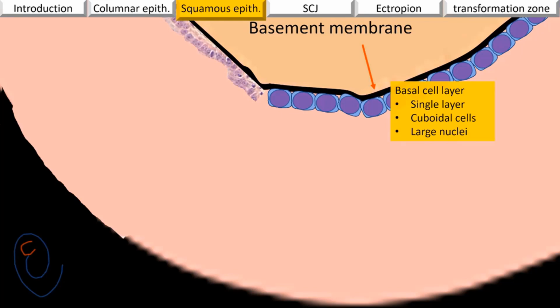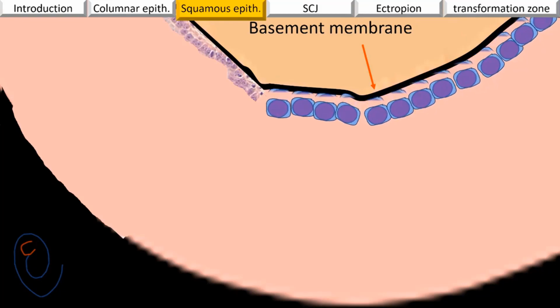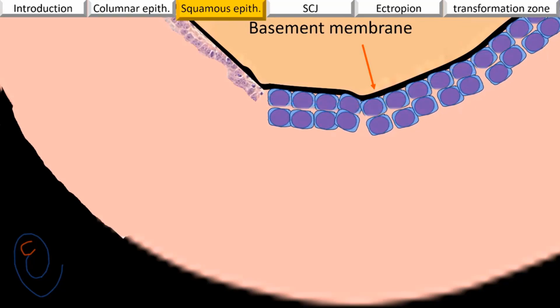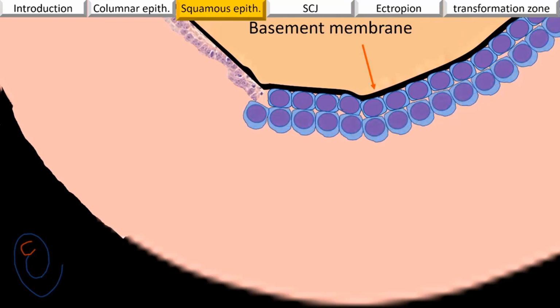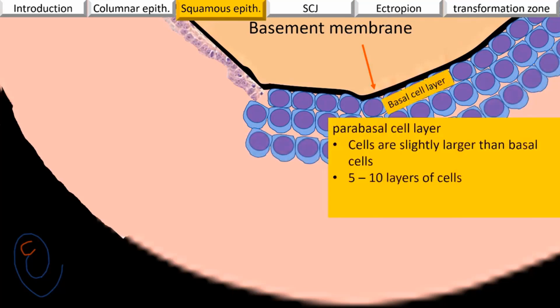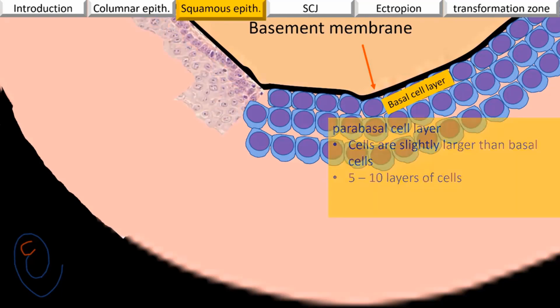The function of basal cells is similar to the reserve cells of the endocervix. I mean, they divide and multiply. When basal cells divide, the older ones will move towards the surface. And during their movement, they will become larger, forming a new type of cells called parabasal cells. There are about 5 to 10 layers of parabasal cells forming the parabasal cell layer.